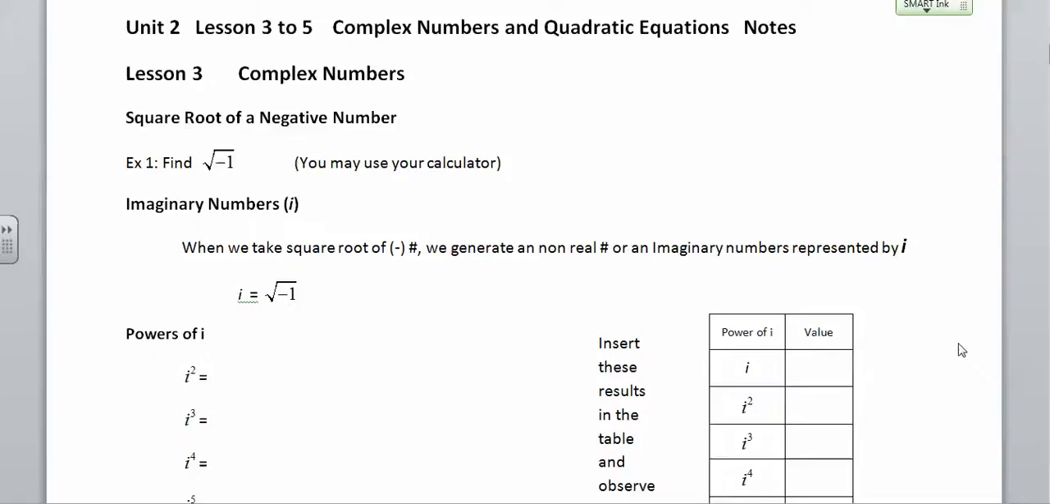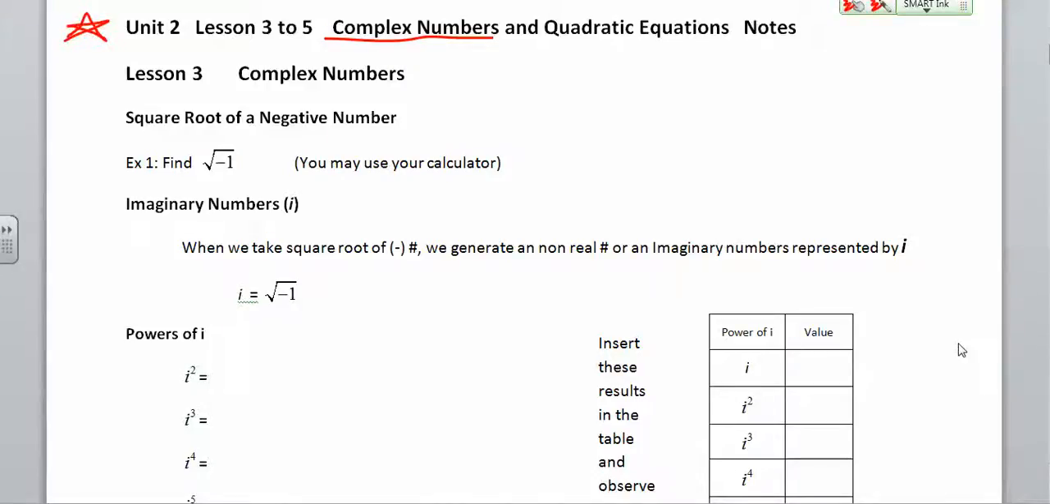3, and we're going to start talking about something called complex numbers, which we're going to see include something called an imaginary number. So we're on page 9 of this notes packet right here.